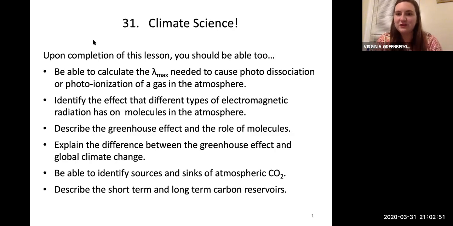So after this video, you should be able to determine the maximum wavelength required to break a bond through photodissociation. You'll be able to think more about what types of effects different types of radiation have on gases in the atmosphere. You should be able to describe the greenhouse effect and what makes that different from global climate change. And in addition to that, be able to think about different sources and sinks of atmospheric CO2 and think about the carbon cycle some more. So let's get into it.